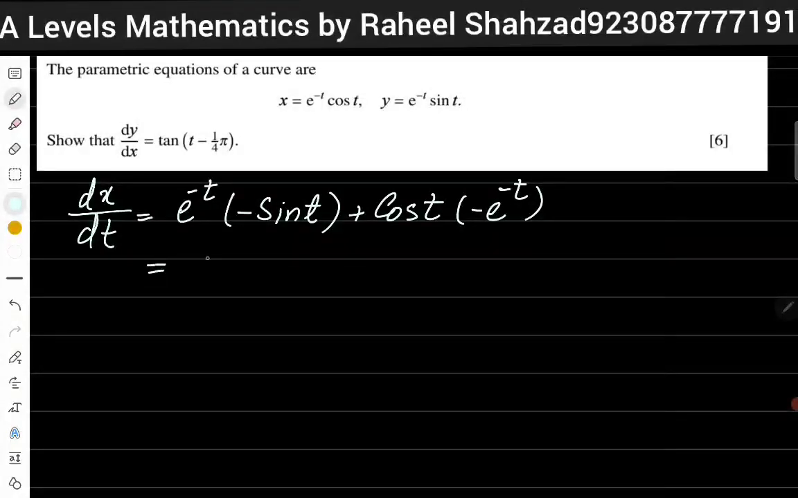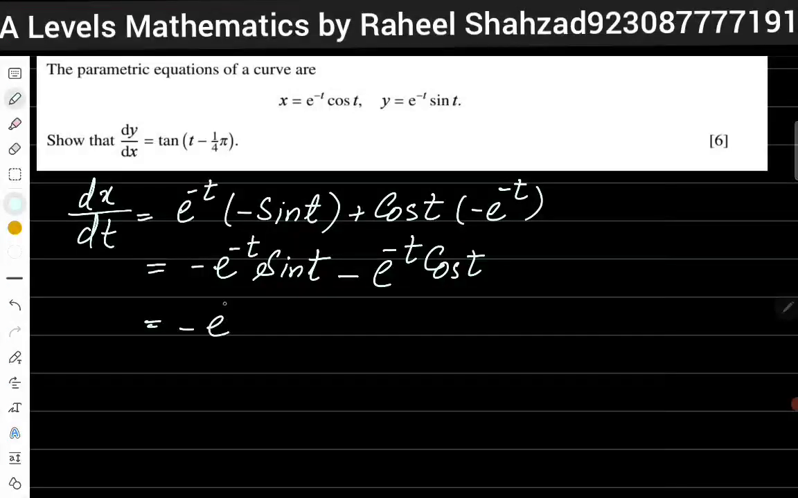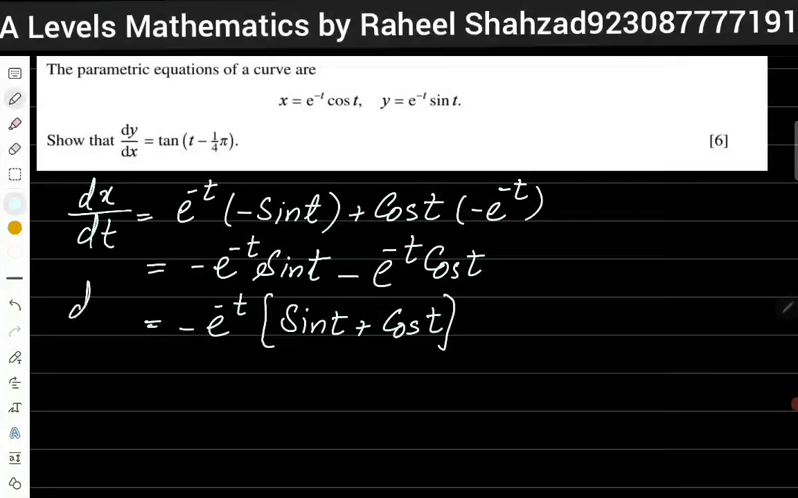So you simplify it, that makes it minus e power minus t sin t minus e power minus t cos t. So what you can do is take minus e power minus t common, and what remains is sin t plus cos t, right? That is your dx by dt.